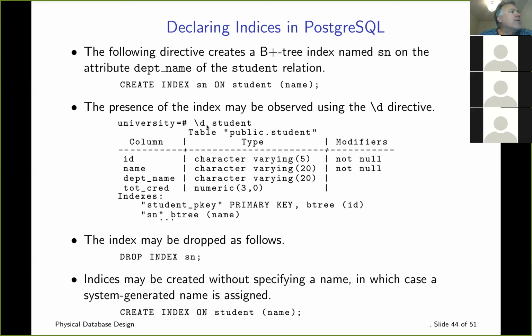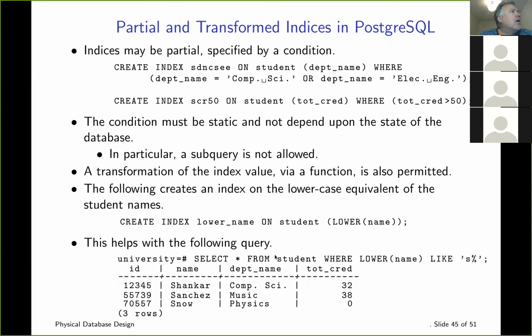If you then do a \d in PostgreSQL and get the information, you'll see that there's this index with the name SN. The reason you want to have the name around, you could do this without having a name, but it's nice to have a name so that you can go and drop the index as you experiment.